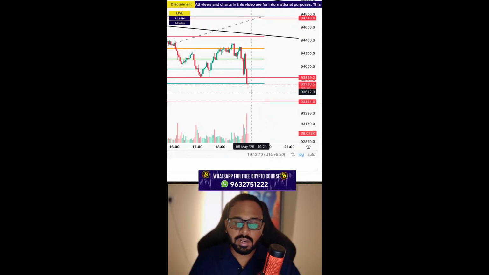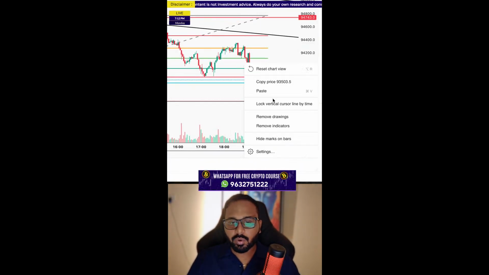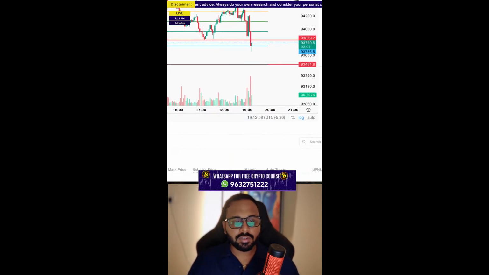Quickly, if it moves right, I'll trail the stop loss to cost. That's the simple plan I'm having right now. Since I'm going opposite, I'll place this order. Okay, order placed. I'm not going to take a bigger stop loss or anything as such for this trade.